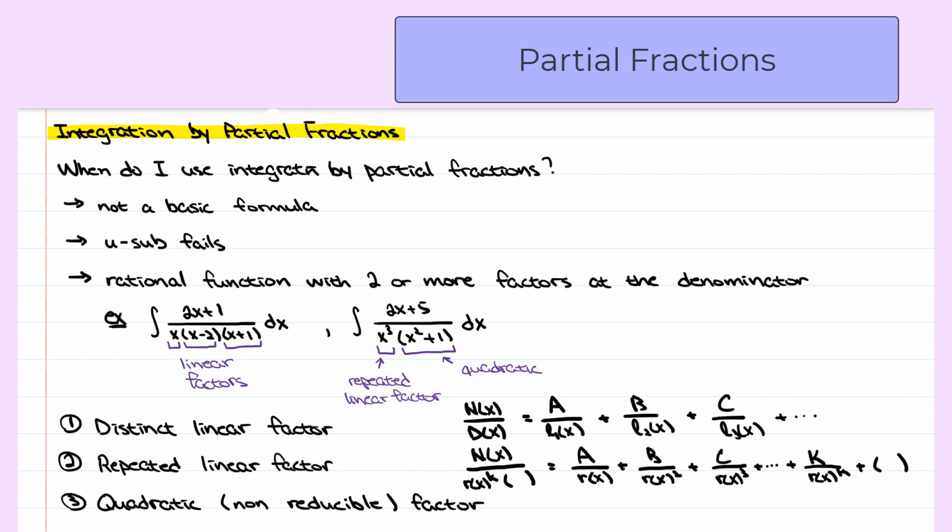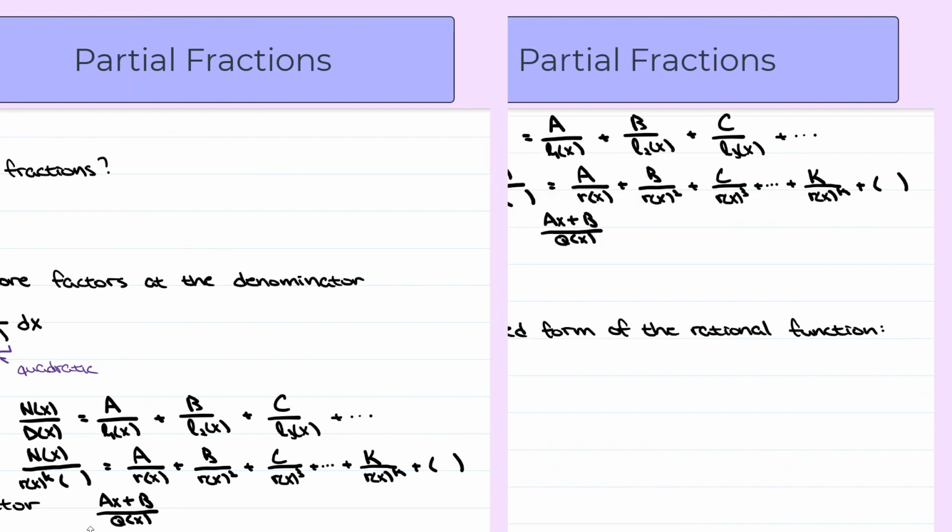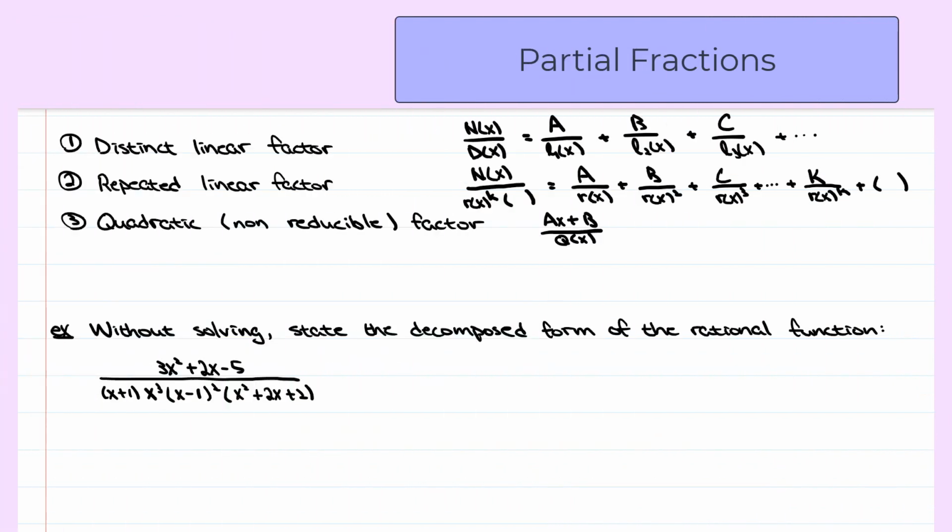and other terms for the other factors. And for the third case, when you have a quadratic and non-reducible factor, then its decomposed form requires a constant times x plus another constant over the non-reducible quadratic factor. Let's look at this example.